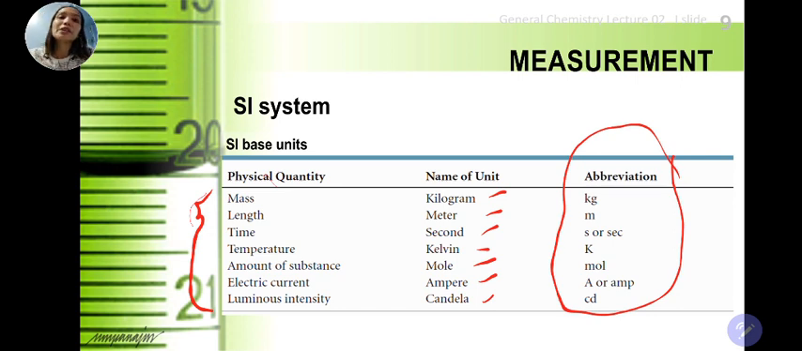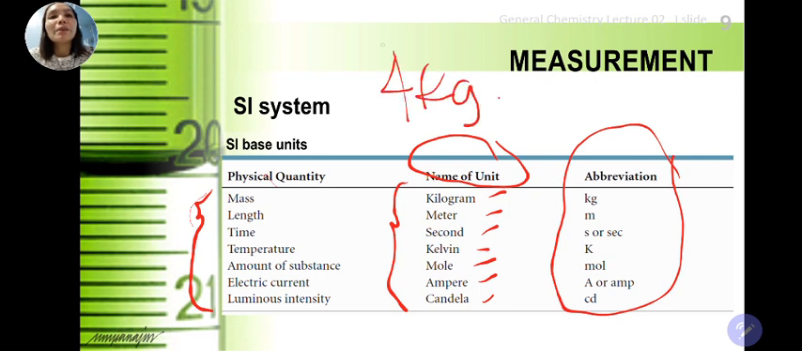Please take note of the abbreviations kasi pag magre-reporting tayo or magsosolve tayo ng isang problem, for example, ang hinihingi is what is the mass, kapag nagbigay kayo ng answer, kailangan palaging merong kasamang unit of measurement. So, syempre, hindi nyo naman gagamitin yung buong name of unit. Ang gagamitin natin is abbreviations. For example, 4 kilograms yung answer nyo. Kapag 4 lang yung answer nyo, kahit tama siya, kung wala siyang unit of measurement, considered wrong na siya kaagad. So, you have to take note yung mga abbreviation of measurements and kung ano ba measurement yung kailangan natin gamitin.